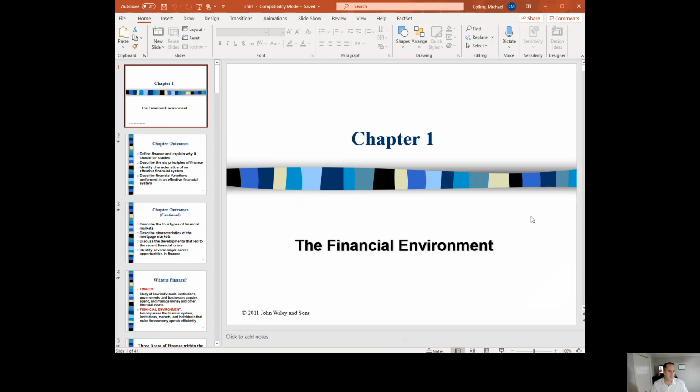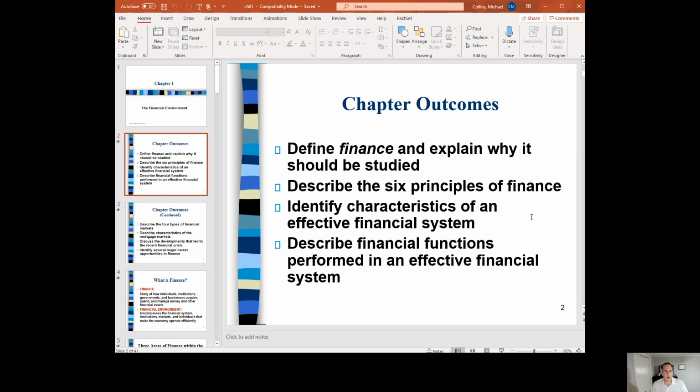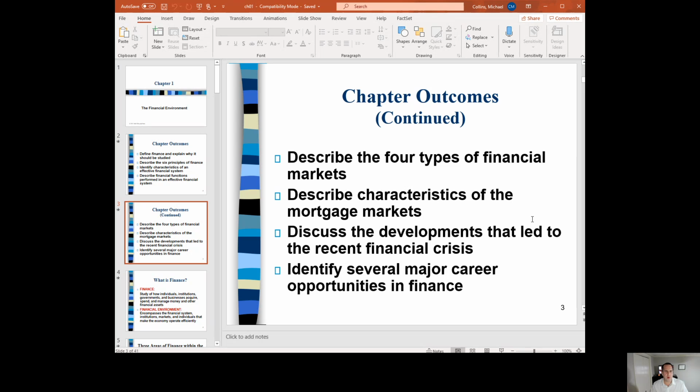So chapter 1, financial environment. What are some of the chapter outcomes? Define finance, describe the 6 principles of finance, identify characteristics of an effective financial system, describe financial functions performed in any effective financial system. Describe the 4 types of financial markets, characteristics of mortgages, discuss the developments that led to the recent financial crisis, which one, this one or the one before, identify several major career opportunities in finance.